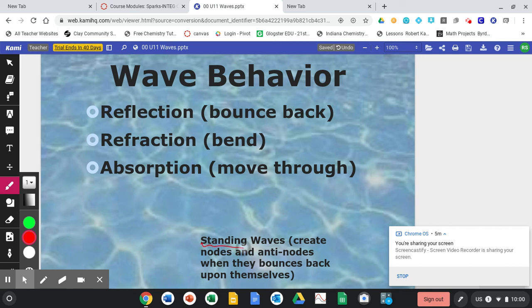We're going to take a look at standing waves on our next journey. This will be all we'll do today on notes.